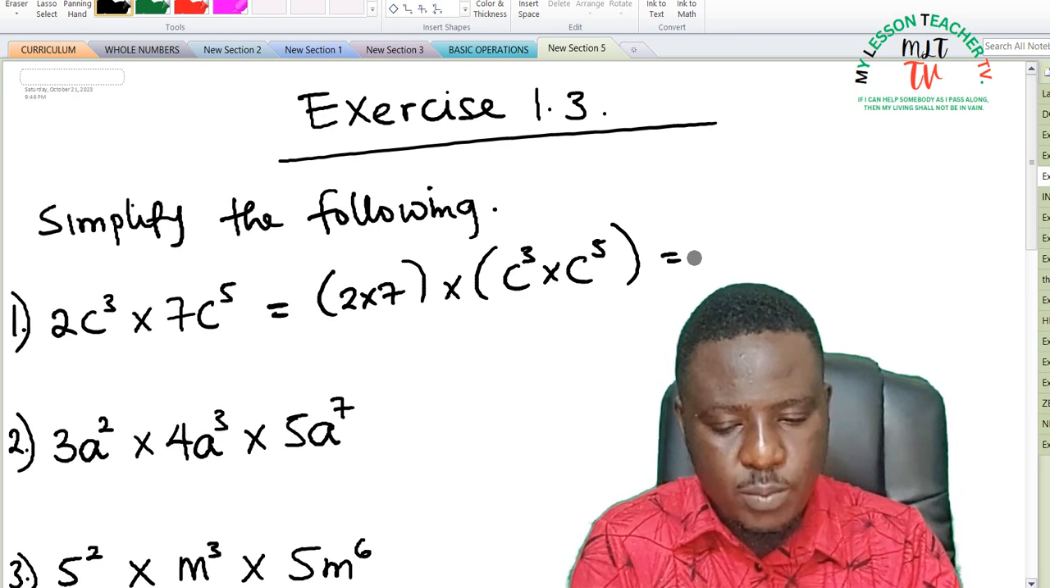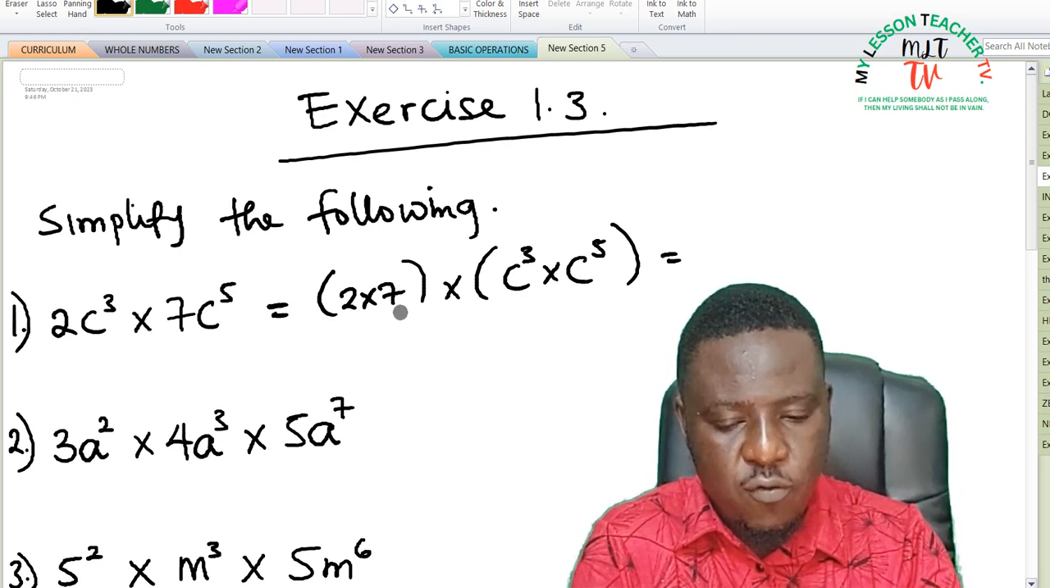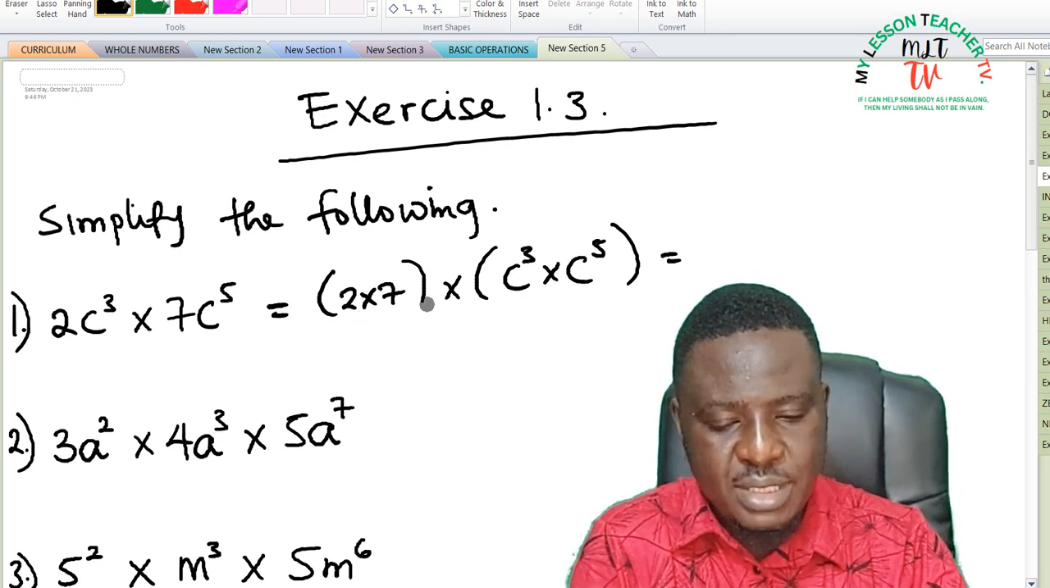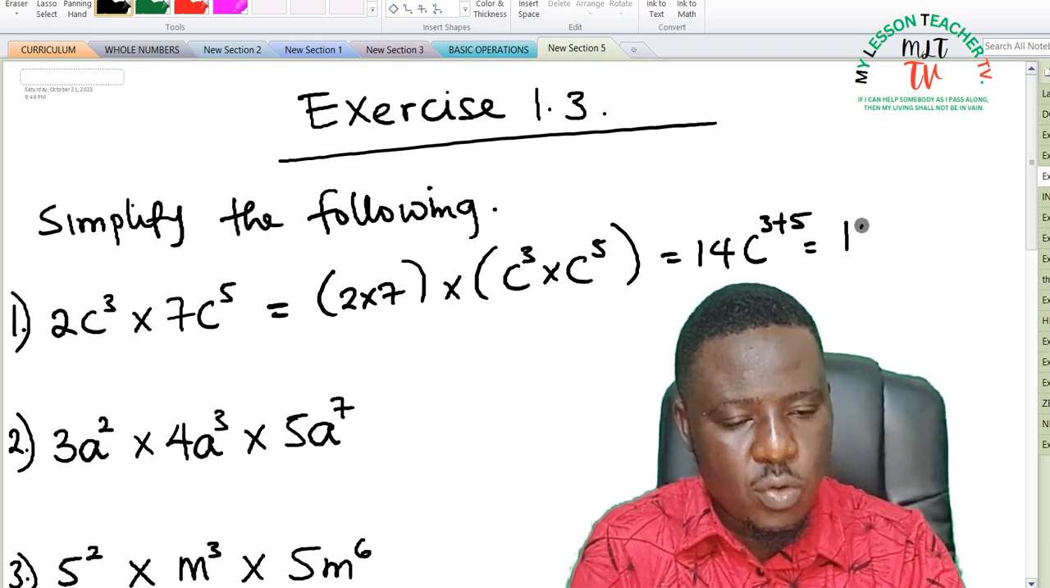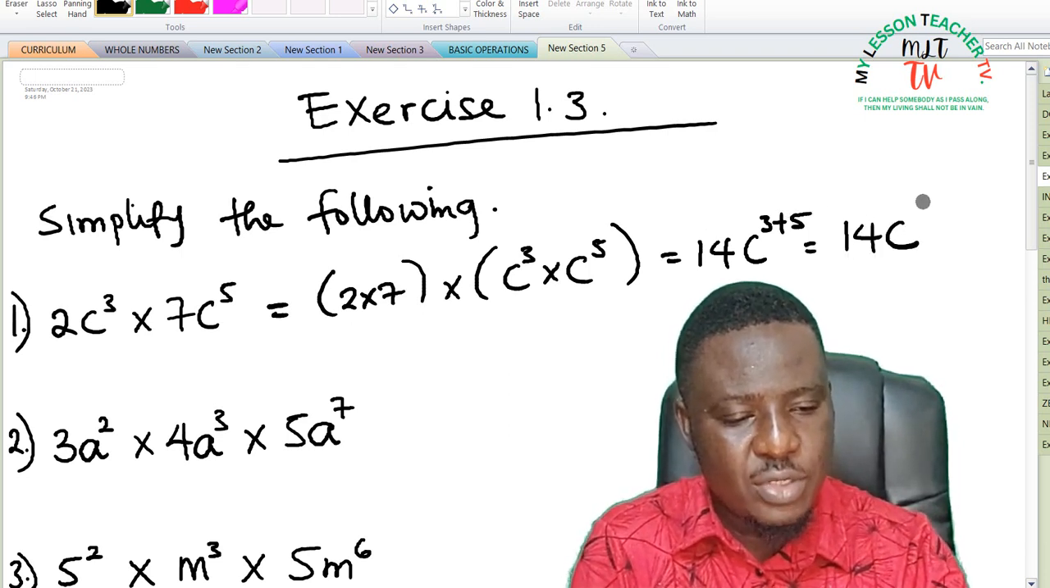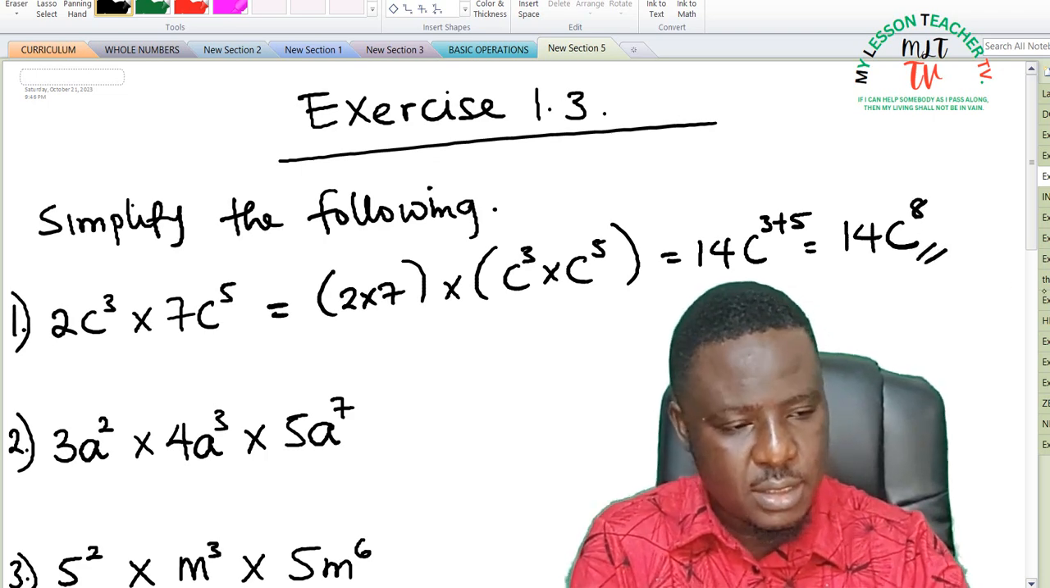This is equal to 2 times 7. 2 times 7 is 14. c raised to the power of 3 plus 5. This is equal to 14c raised to the power of 8.